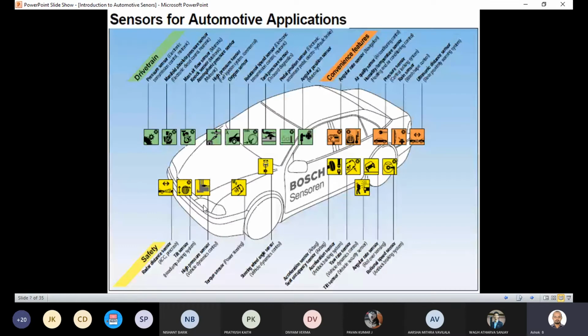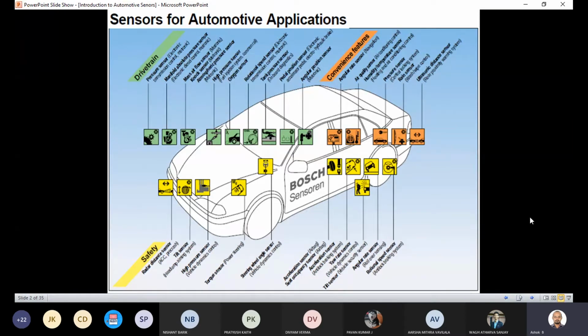Basically, if you see, the sensors used for automotive applications can be classified into very wide varieties. For example, sensors applicable to drivetrain related aspects, comfort and convenience related aspects, and, more importantly, safety related aspects. For example, anti-lock braking system sensors, cruise control sensors, or autonomous related sensors. And of course, drivetrain related sensors are also there.